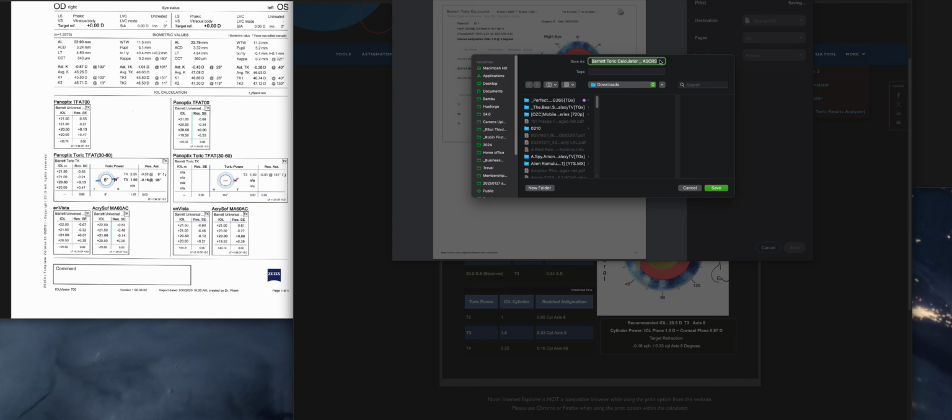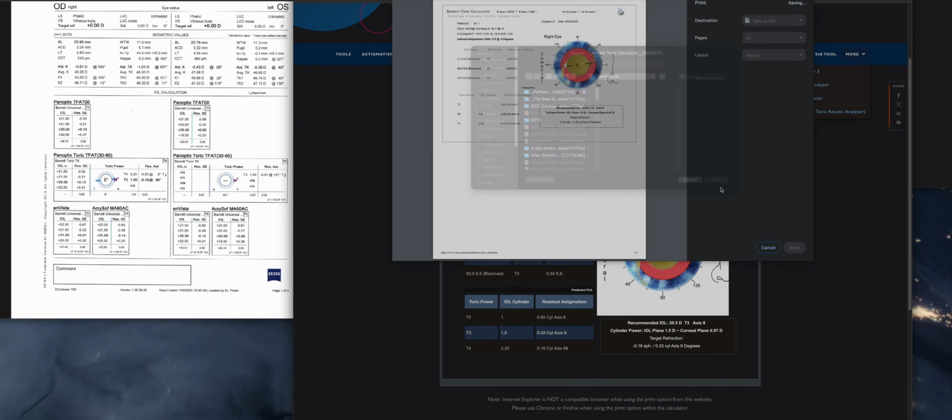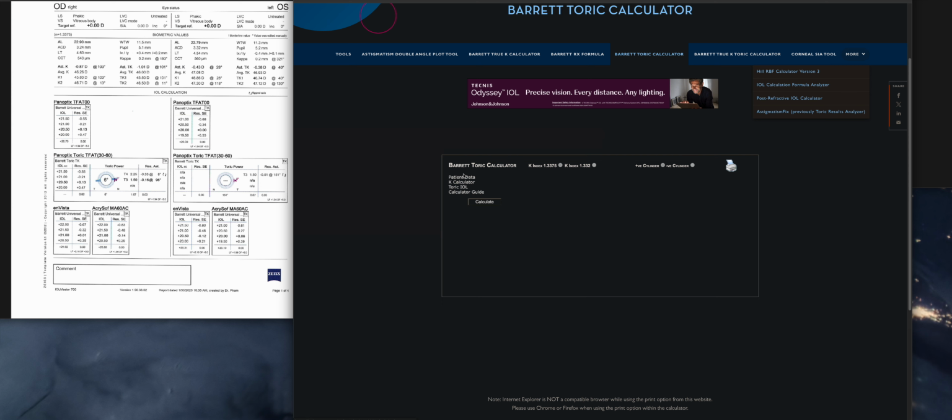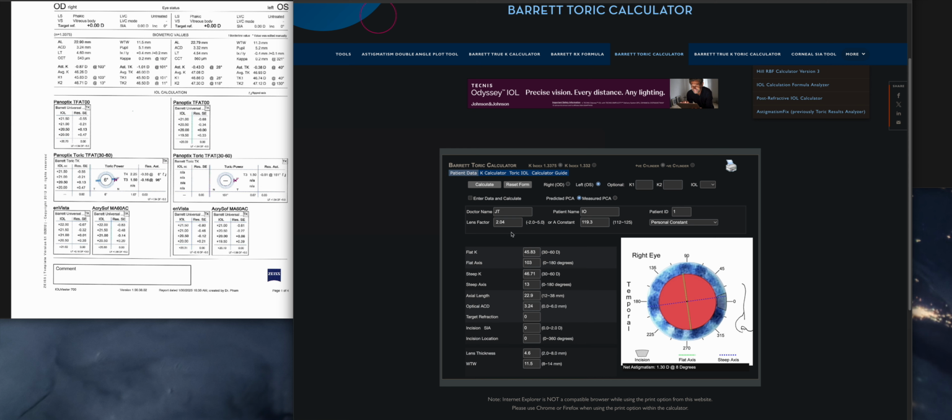Hope my computer doesn't die here. Okay, that's our fifth one. Save. Okay. Now we go back to patient data and we do the other eye. All right. So 46.86, 28, 47.3, 18, 20.79. You see how close the axial lengths are between the two eyes. It's almost identical. Okay.